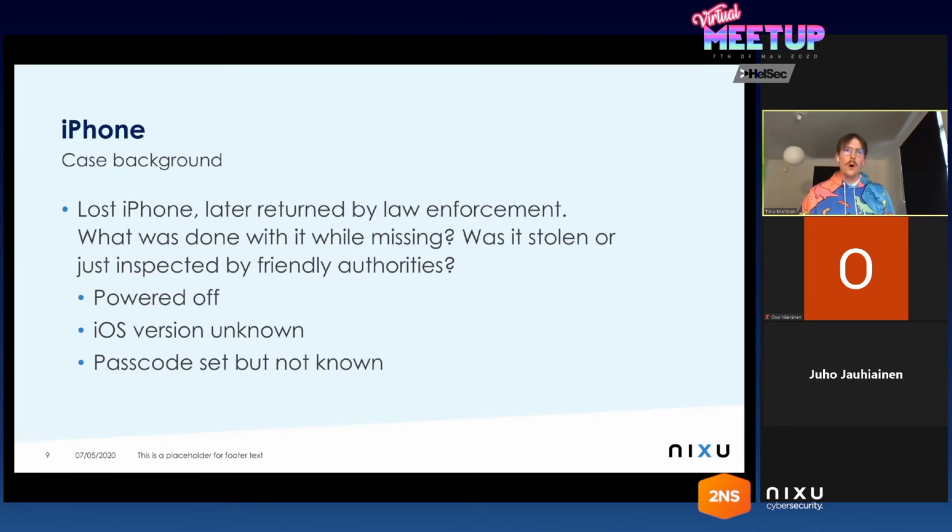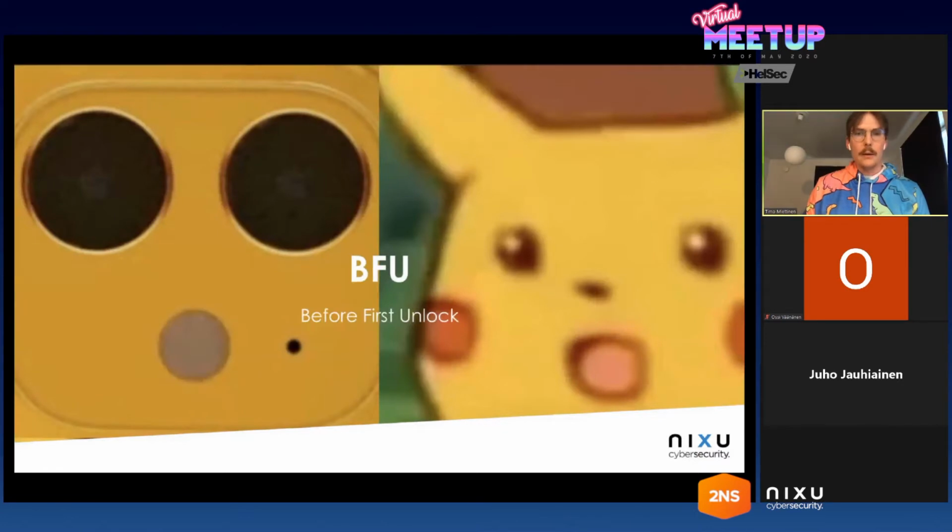When we received the phone, it was powered off. The owner didn't have any idea what iOS version it was running, and we soon realized that the passcode was set, but it was not the one that the original user had set. So obviously, at least the passcode was changed, but what else was going on? And what does this mean?